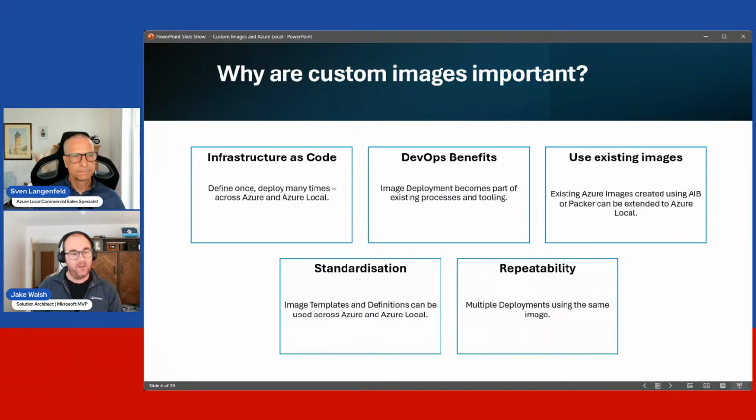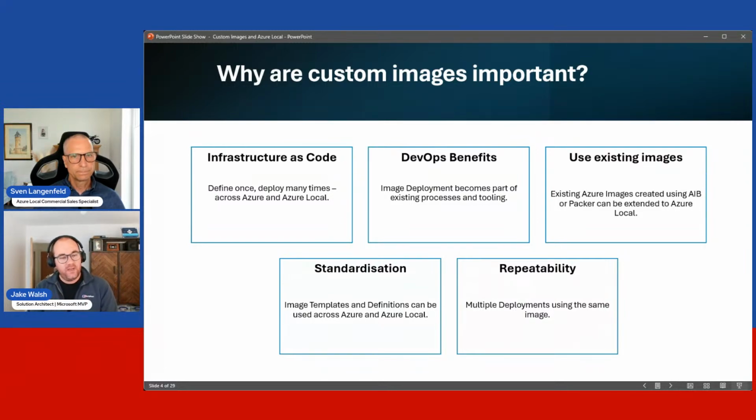build my image. And by using infrastructure as code, we're defining that image once, and we're then able to deploy it many times, be it across Azure in public cloud regions or across Azure Local. We have all of the benefits of operating in a DevOps methodology. That image deployment can become part of our existing processes and tooling. We may have pipelines we've written that go off and do certain deployments for us, that go off and build certain infrastructures, that do other things, and we can integrate that image build into part of that process.